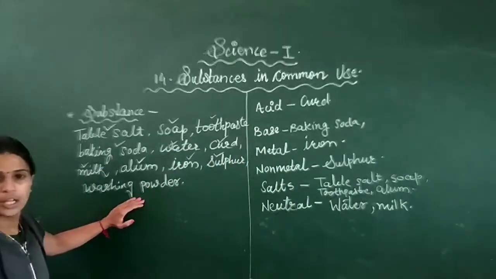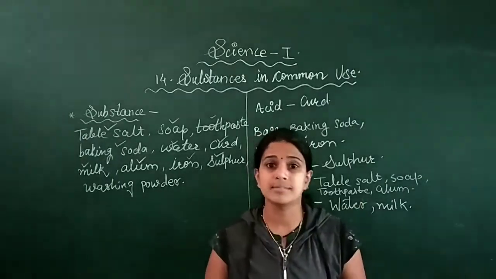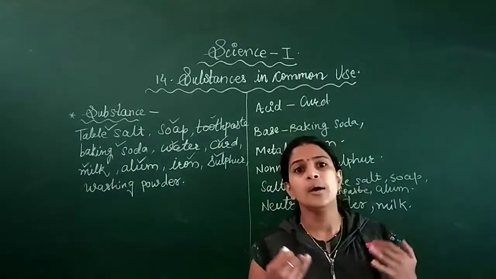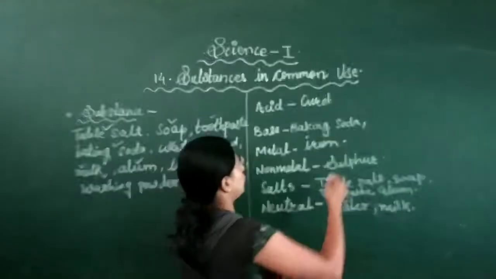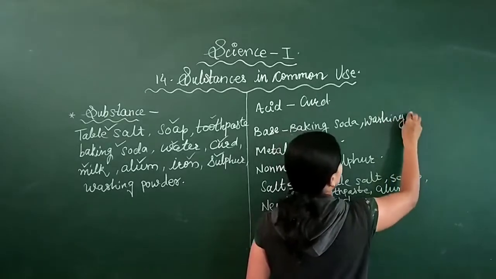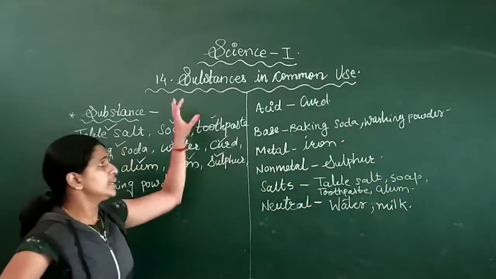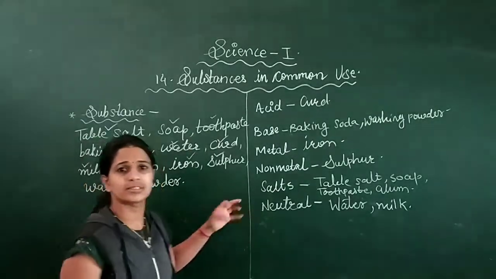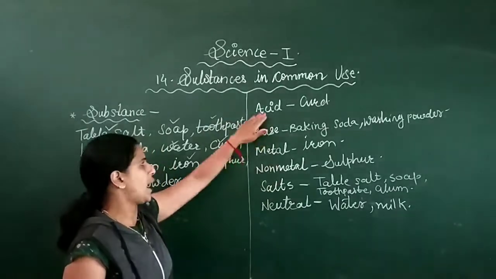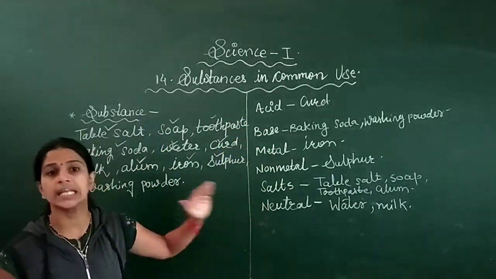Washing powder. You are very well known about it. Washing powder is basic in nature. Washing powder, baking soda, these are basic in nature. So write down in a base washing powder. Okay. So write these things down in your notebook. First write down the substances and then classify them according to acid, base, metal, non-metal, salt and neutral categories.